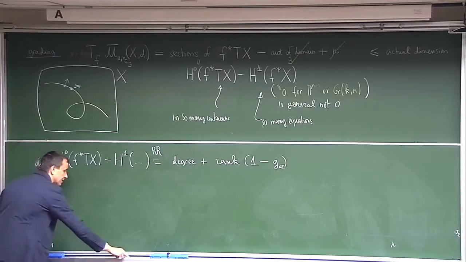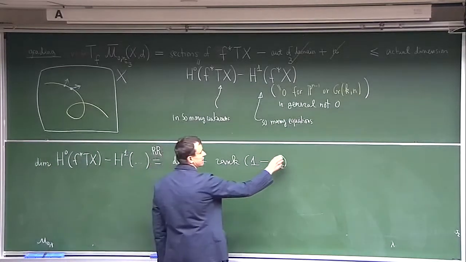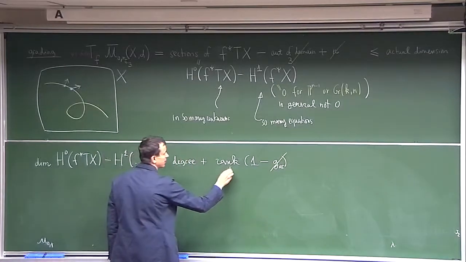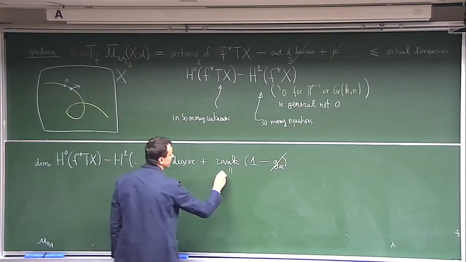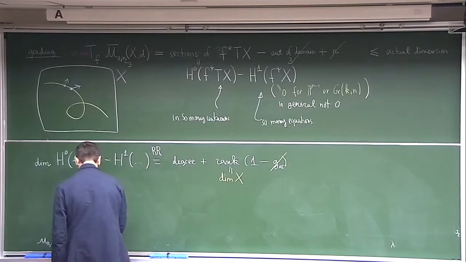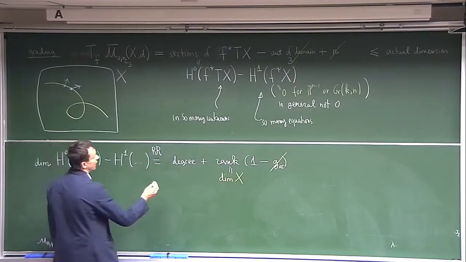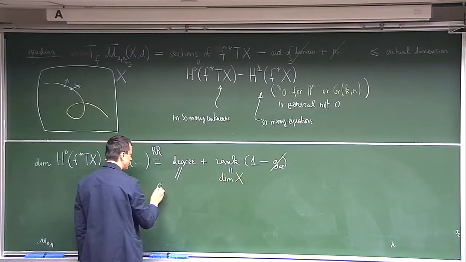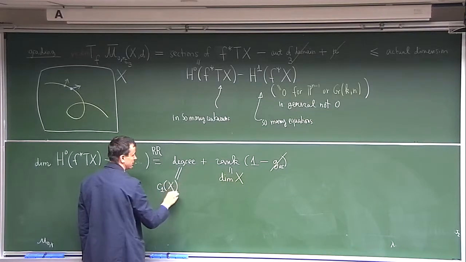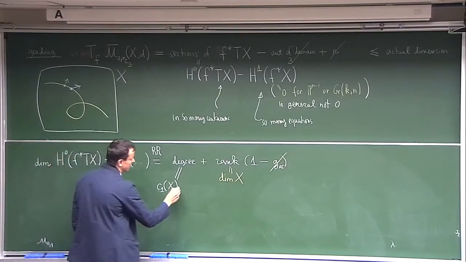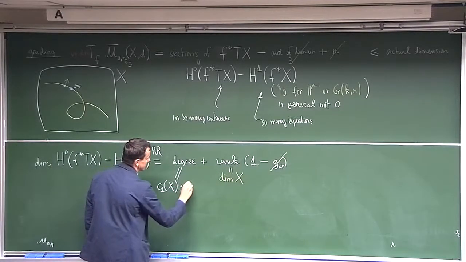And so we decided this is equal to zero. And so the rank of the tangent bundle is the dimension of x. And the degree, what is this? The degree of a pullback of a bundle is just the pairing between the first Chern class of the tangent bundle, which I'll abbreviate as the first Chern class of x, and my degree class.